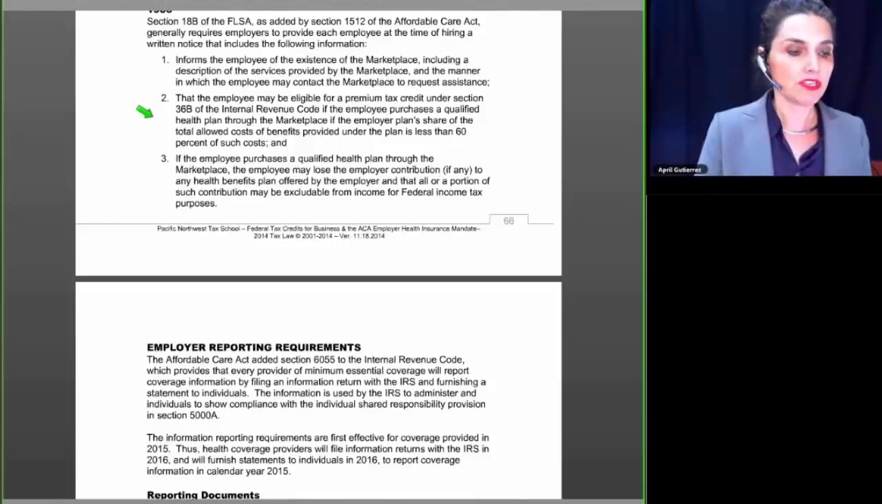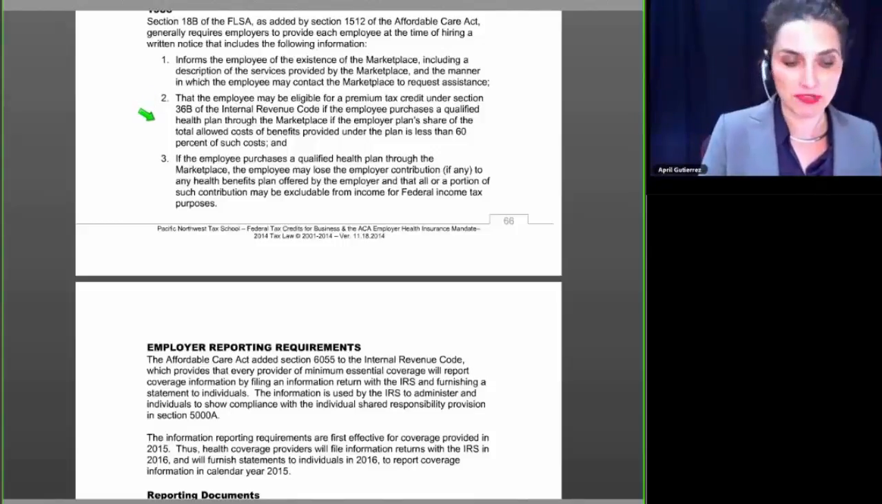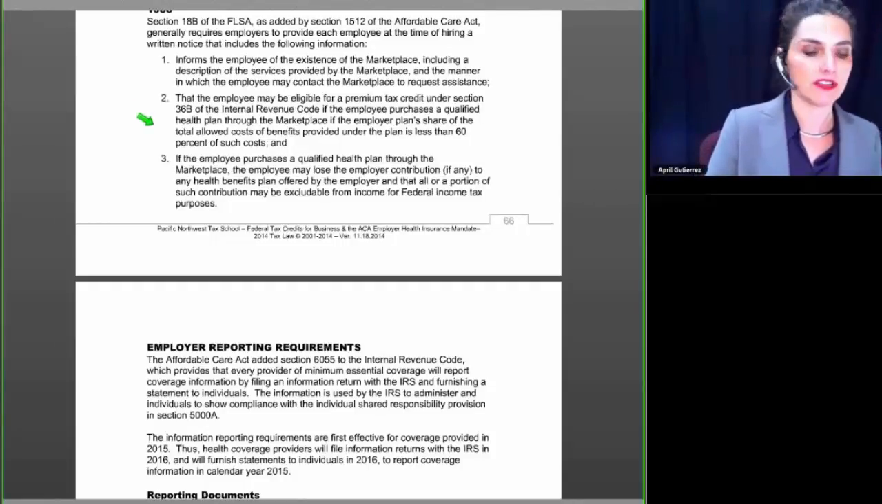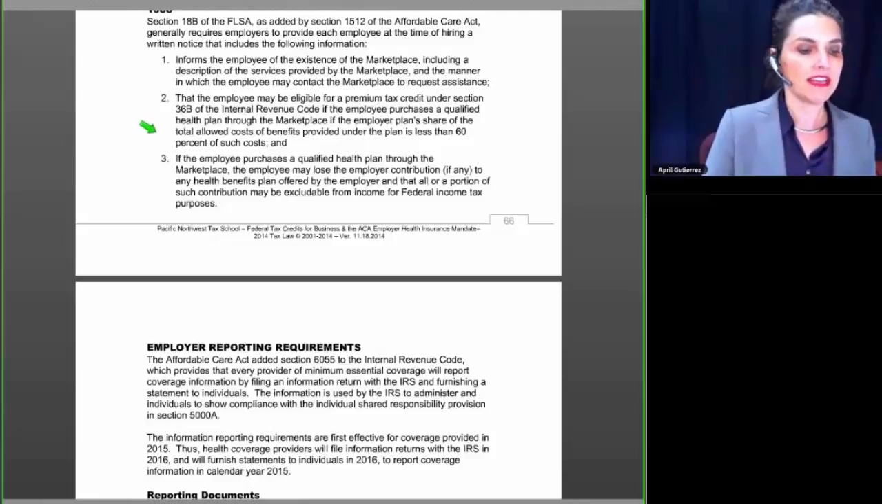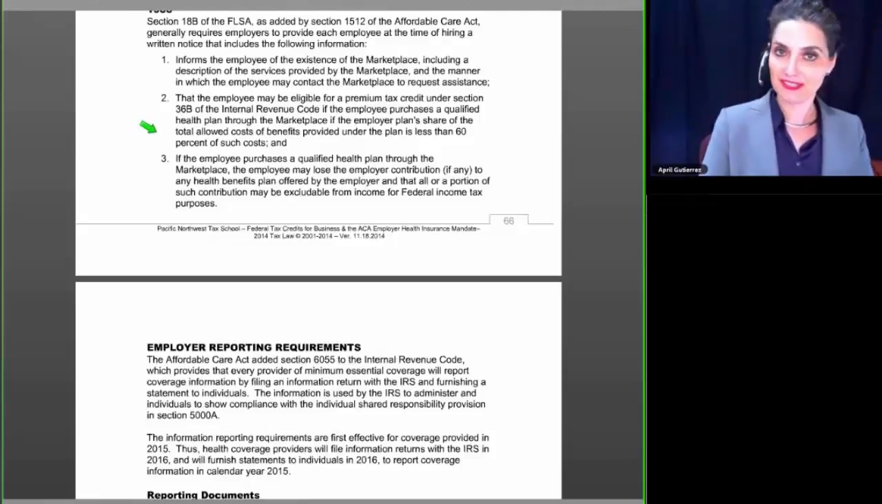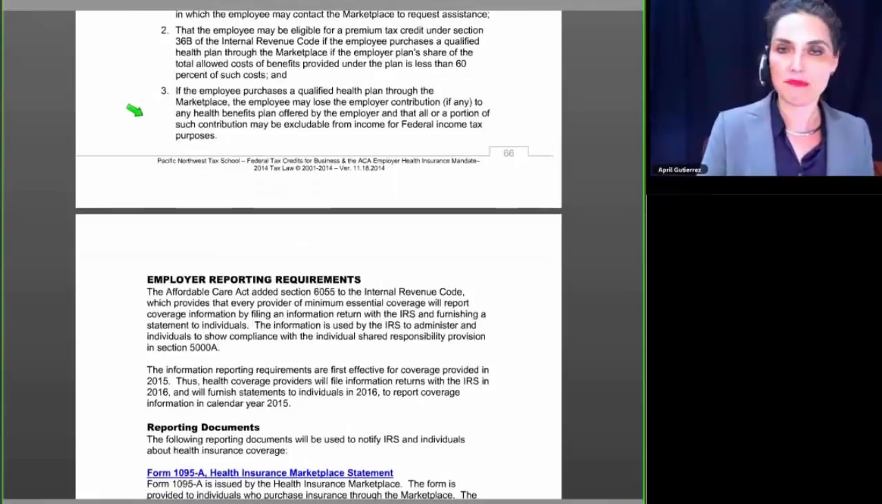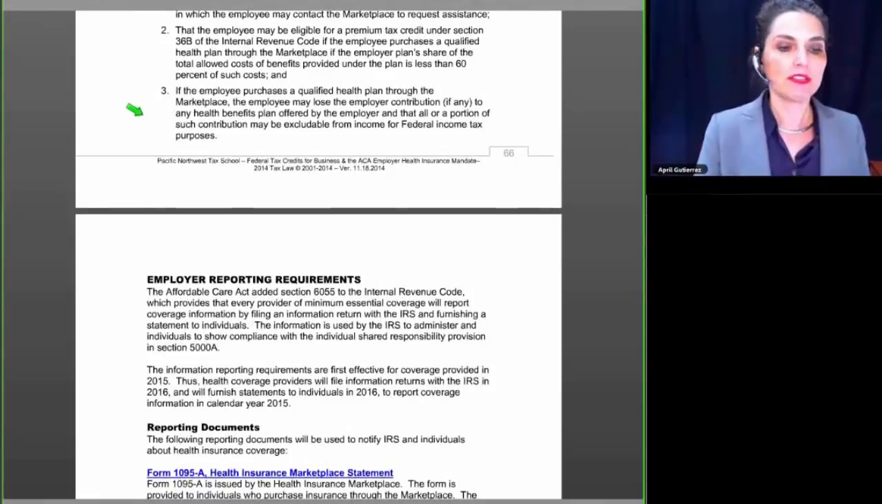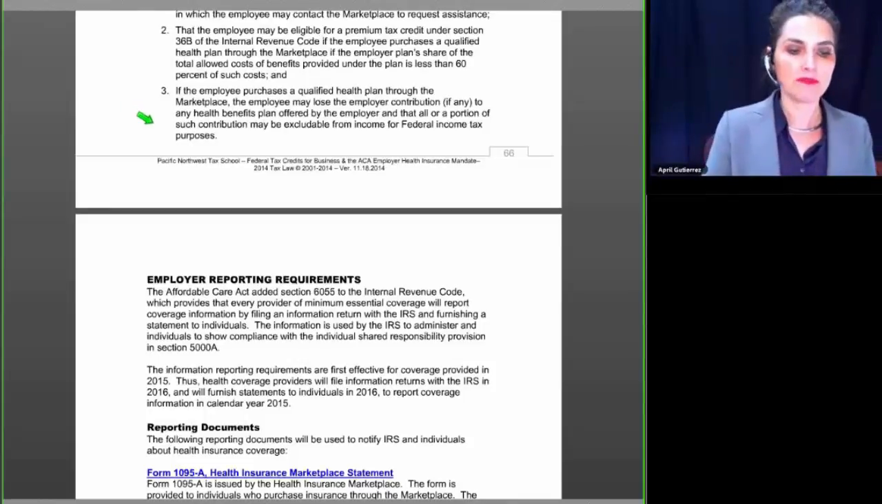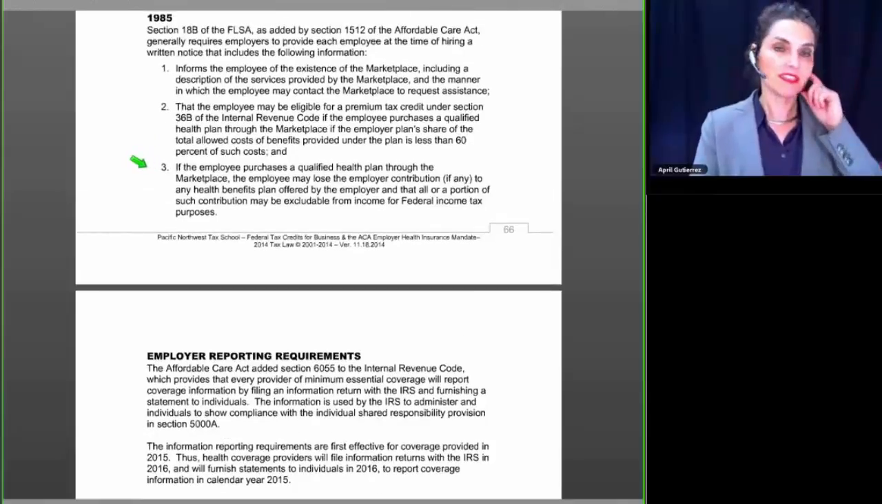if the employee purchases a qualified health plan through the marketplace, if the employer plan's share of the total allowed costs of benefits provided under the plan is less than 60% of such costs, and if the employee purchases a qualified health plan through the marketplace, the employee may lose the employer contribution, if any, to any health benefits plan offered by the employer, and that all or a portion of such contribution may be excludable from income for federal income tax purposes. So what is this saying?